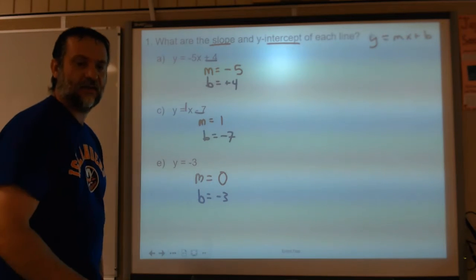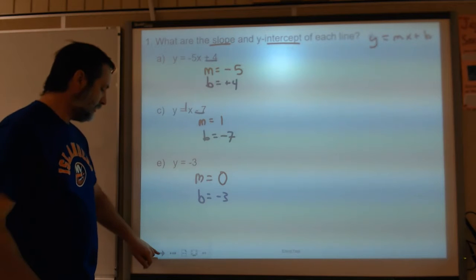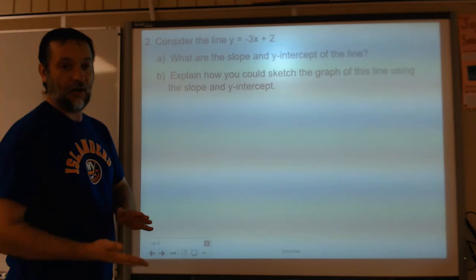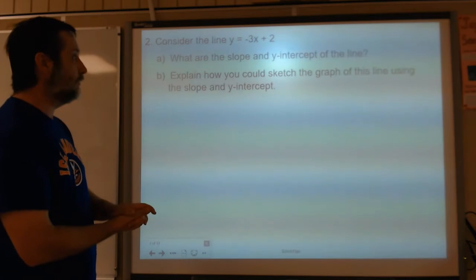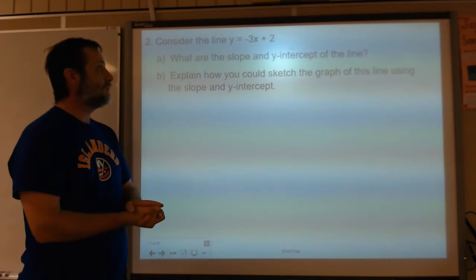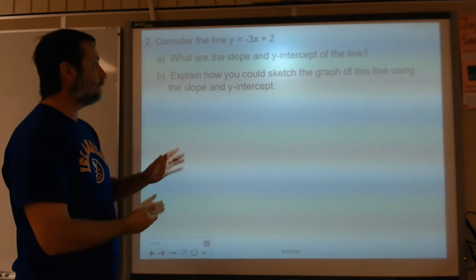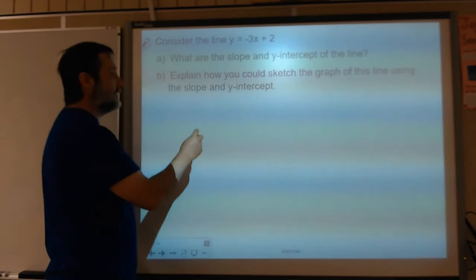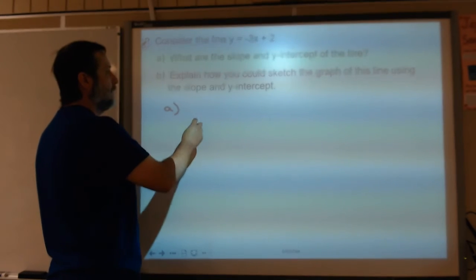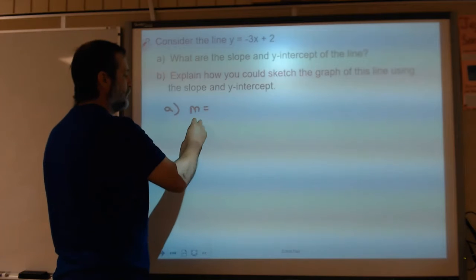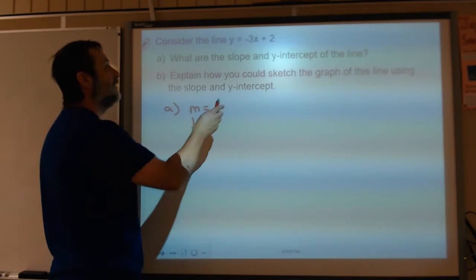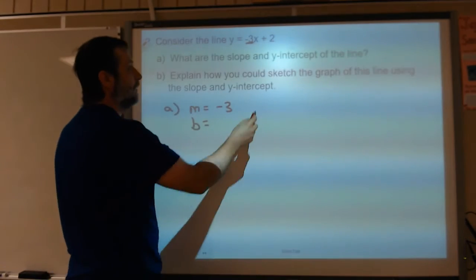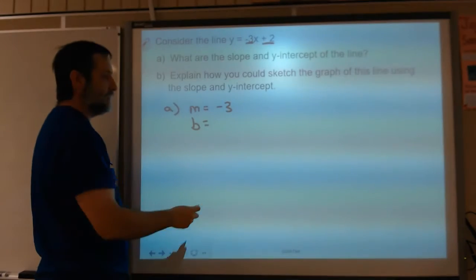Which is going to take us to question number 2. I'm going to do this one up real quick, and then we can actually get to the graphing, which is going to be the important part of what we're doing here. So consider the line y equals negative 3x plus 2. What are the slope and y-intercept of the line, which is what we just completed. So the m is our slope, the b is our y-intercept, mx plus b. So my slope is negative 3. My y-intercept is the plus 2.